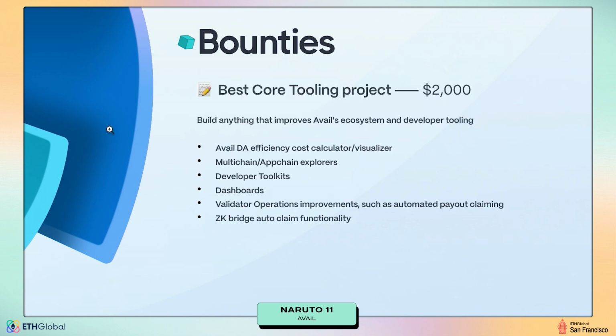And then there are bounties for best code tooling. This is something that builds a developer-focused tool which our developers or people in the Avail ecosystem can use. This includes dashboards, multi-chain explorers, cost calculators or efficiency calculators, or visualizers.